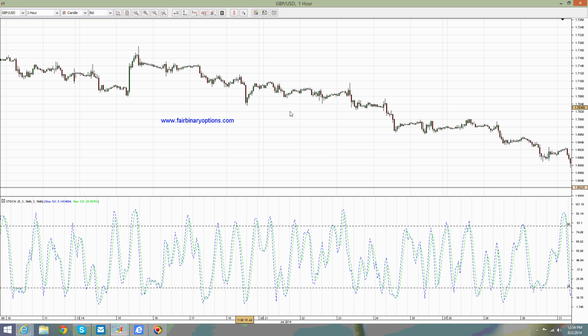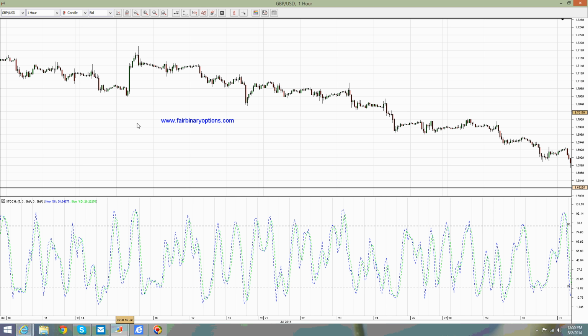Then of course the 80 territory is considered to be the overbought, so we should sell or buy put options, and the 20 territory is considered to be the oversold, so we should buy, or actually go and buy call options. Again, depending on the time frame that you are looking at here, you may choose the expiration date.